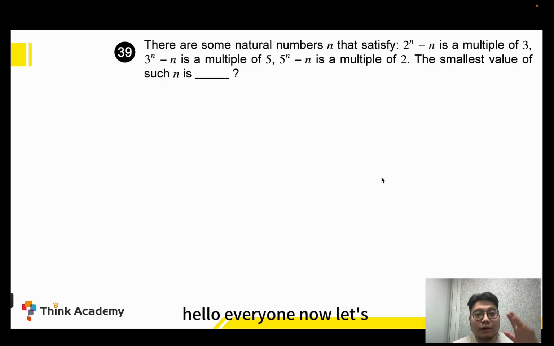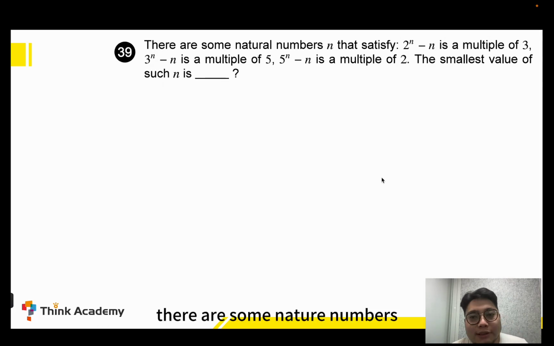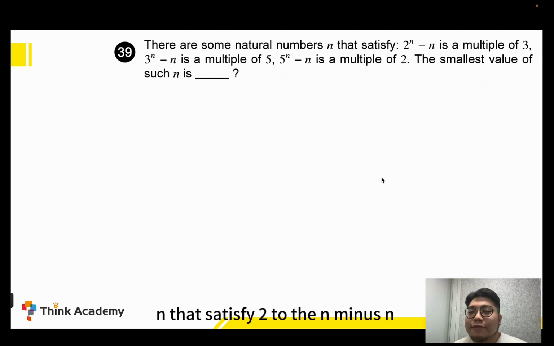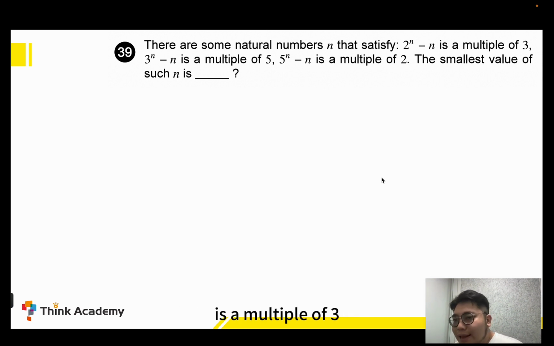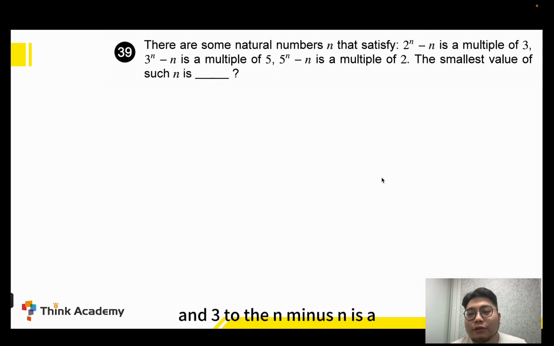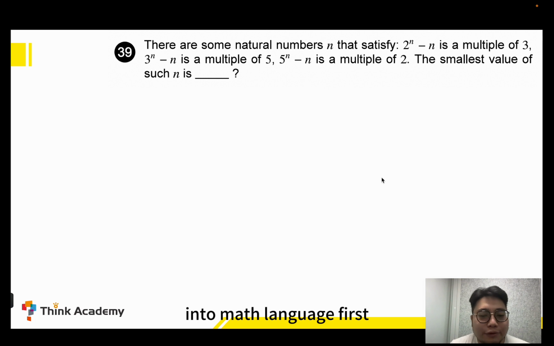Hello everyone. Now let's look at our question 39. There are some natural numbers n that certify 2 to the n minus n is a multiple of 3, and 3 to the n minus n is a multiple of 5, and 5 to the n minus n is a multiple of 2. So let's transfer this word into math language first.